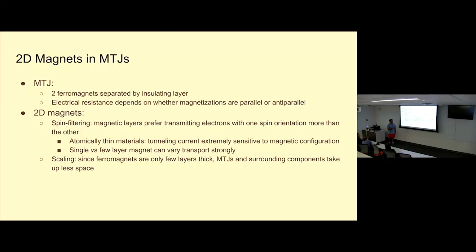So this is how 2D magnetic materials can be applied in MTJs. So an MTJ is basically two ferromagnets separated by an insulating layer, and then the resistance depends on whether the magnetizations of the two layers are parallel or anti-parallel.